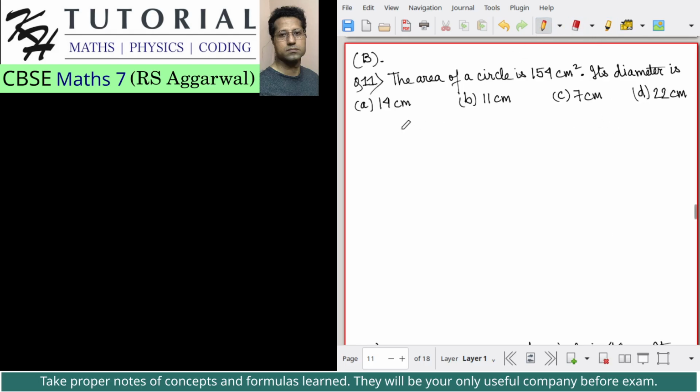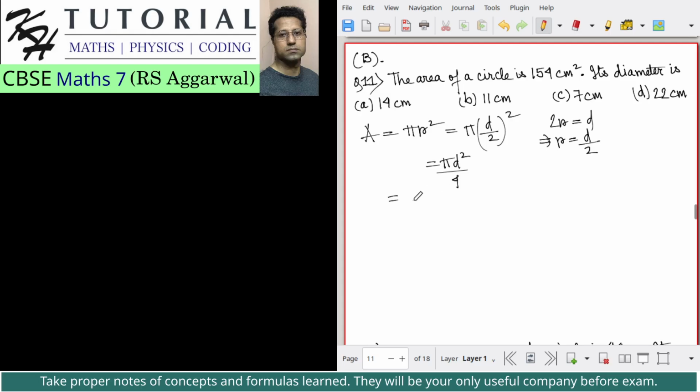We know that the area of a circle is equal to pi r square. We also know that twice of r is the diameter. So this implies r is equal to diameter by 2. So the area of a circle is pi r square, and if we substitute r as d by 2, this becomes pi times d by 2 whole square, which is pi d square by 4. In this way we can find the area of the circle if we know the diameter.